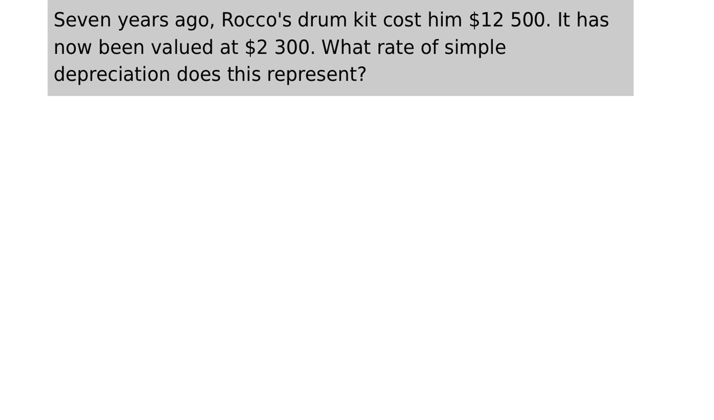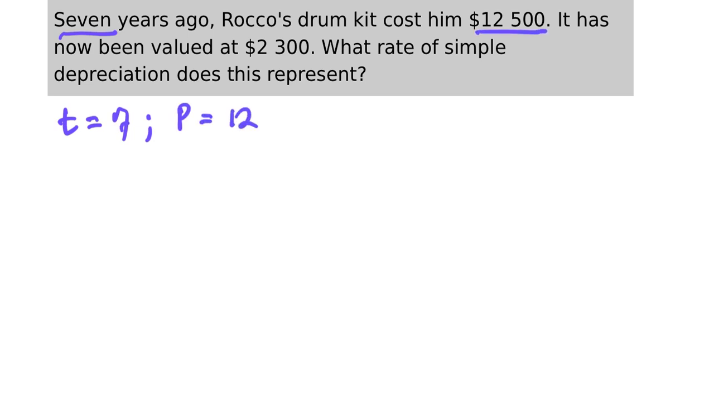So here's another one. 7 years ago, Rocco's drum kit cost him 12,500. It has now been valued at 2,300. What rate of simple depreciation does this represent? So let's take note on the first. It says 7 years ago, so that's going to be time. And then it says 12,500, which is our principal.